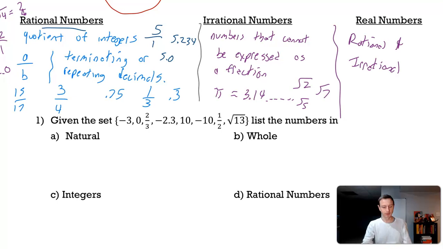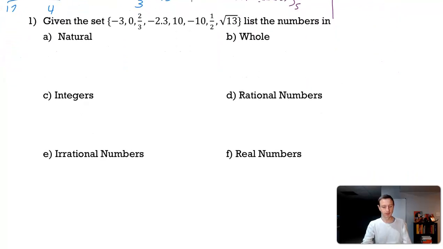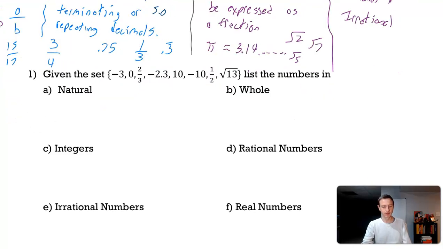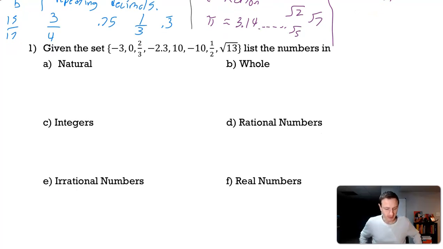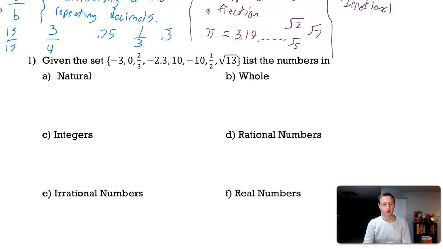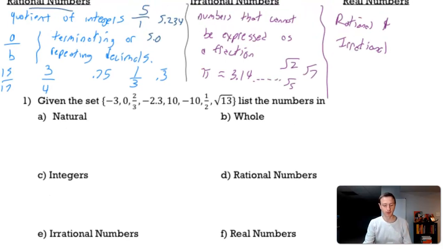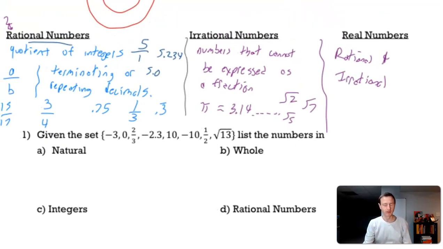Let's do some examples of categorizing these numbers. Given the set, we have -3, 0, 2/3, -2.3, 10, -10, 1/2, square root of 13. We want to list the numbers in each category, so we want to make sure we're identifying every single category.